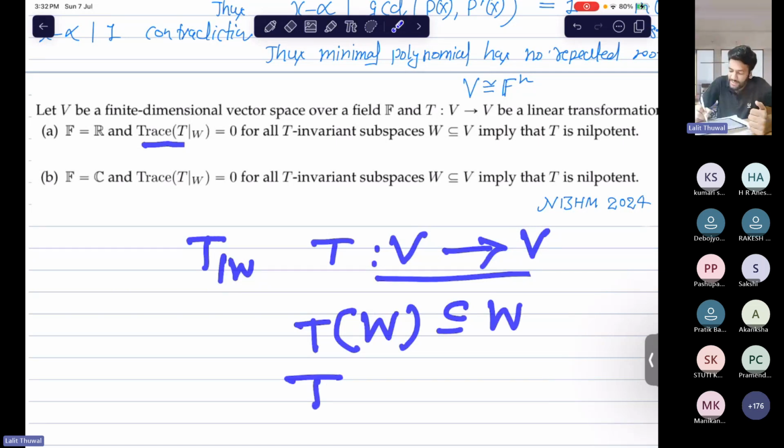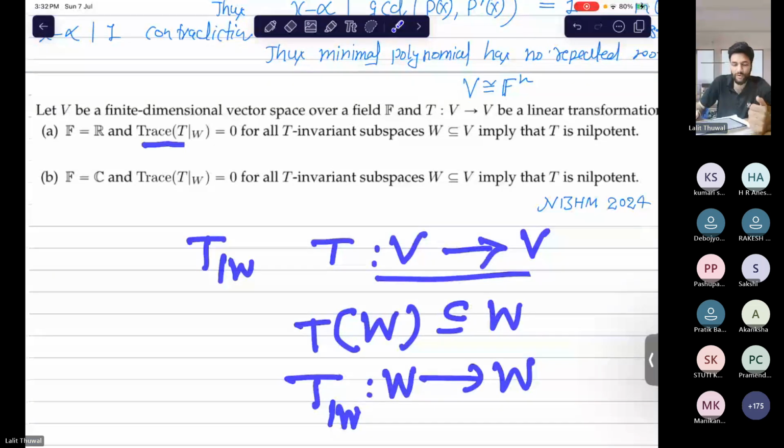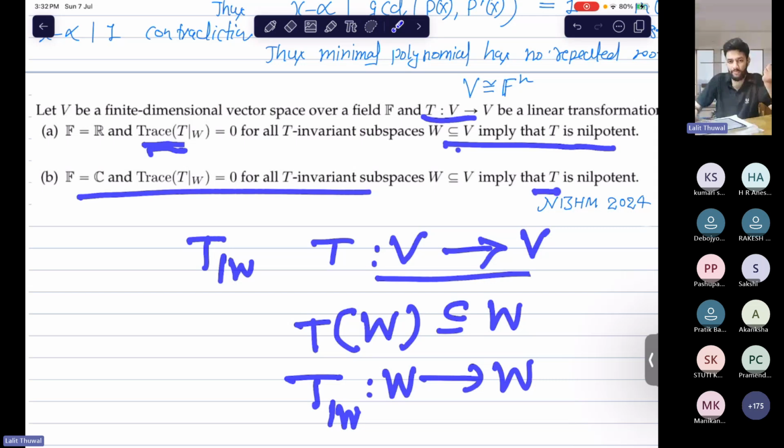So when T is restricted to W, it is also a linear transformation of W. The first option says that if the field is R and the trace of the restriction of T to all T-invariant subspaces is 0, then T is nilpotent as a linear operator from V to V. The other option says that if the field is C and the same thing is true, then T is nilpotent. So let us solve option B first.